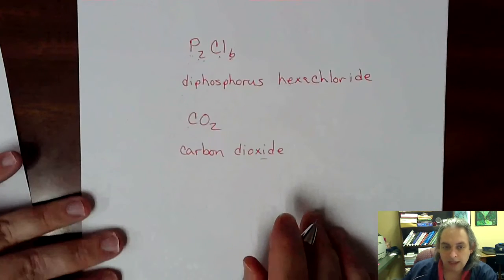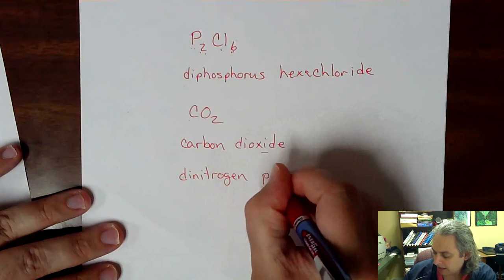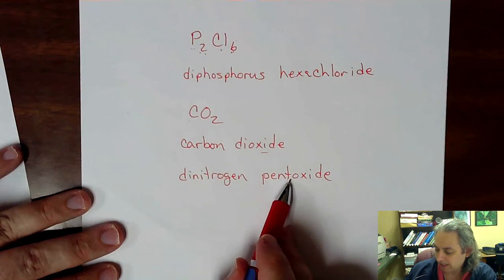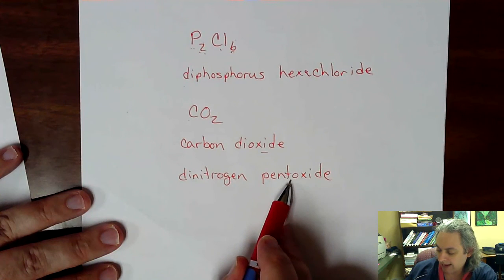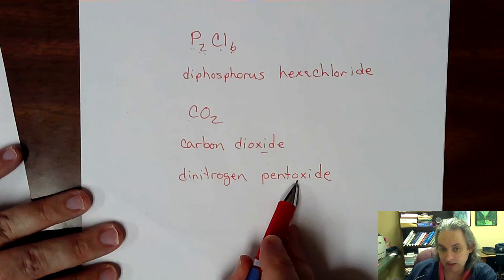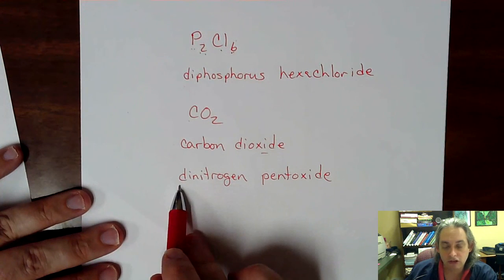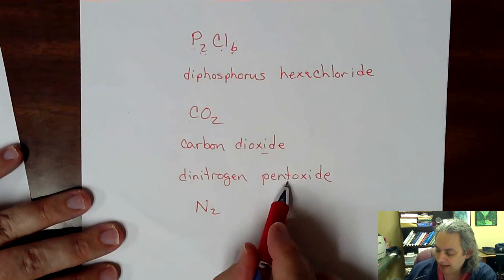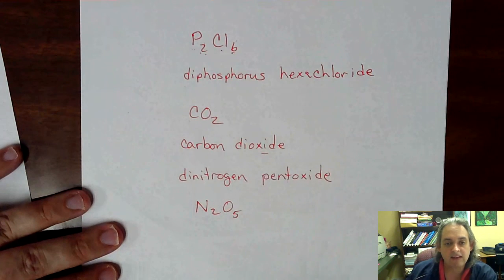Now let's go the other way. Let's say I give you the name dinitrogen pentoxide. Again, remember we're dropping the A because we combine A and O, and we always drop the vowel for the Greek prefix whenever we're dealing with oxygen. So dinitrogen, di corresponds to 2. So we have 2 nitrogens. And then penta is 5. So it would be N2O5 is the formula for dinitrogen pentoxide.